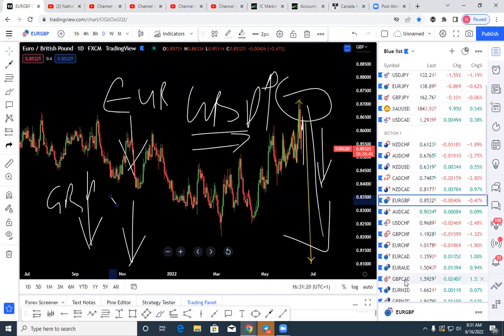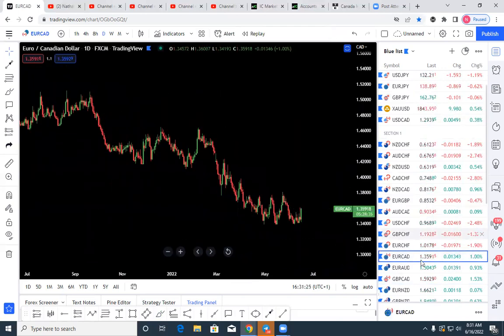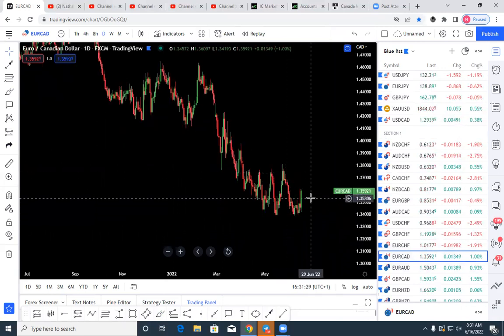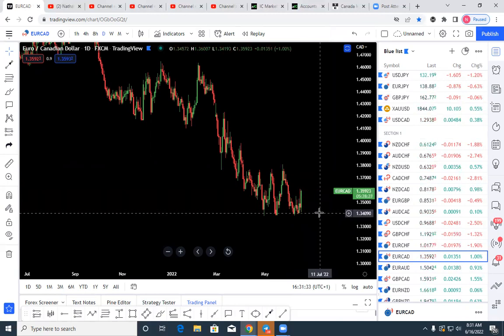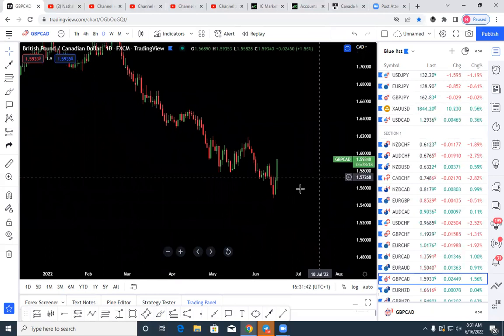Look at it. Don't make a mistake, guys. Both of them might go up. I'm not saying Euro will not go up. It's only GBP that will go up? No. Both of them can go up. But what I'm saying is that the one that will go up faster is GBP. GBP CAD, look at it.